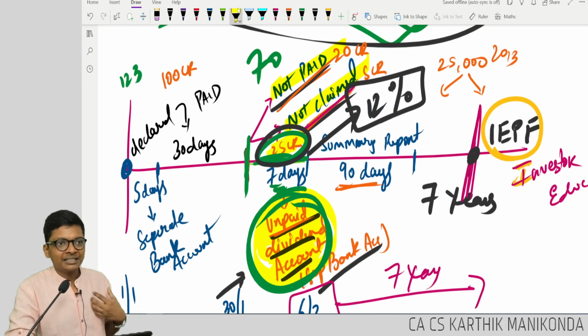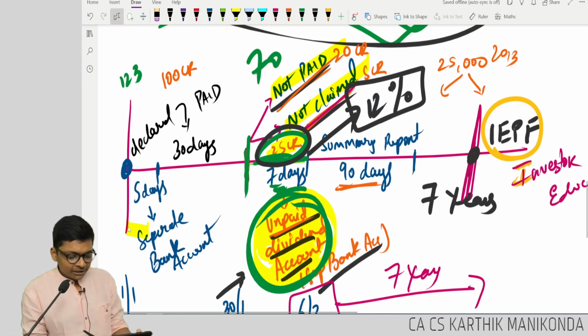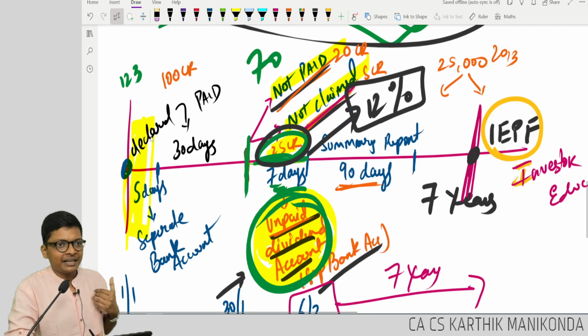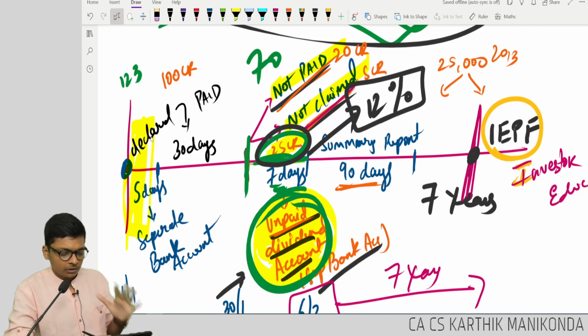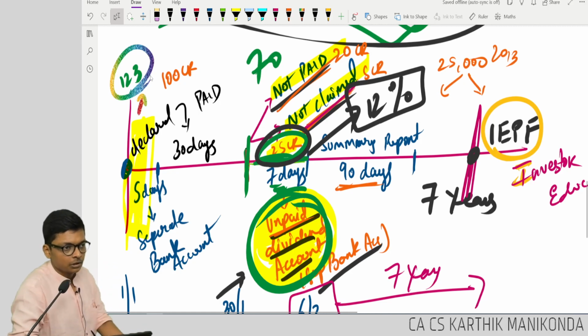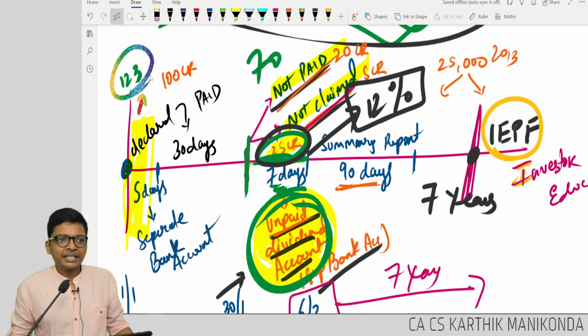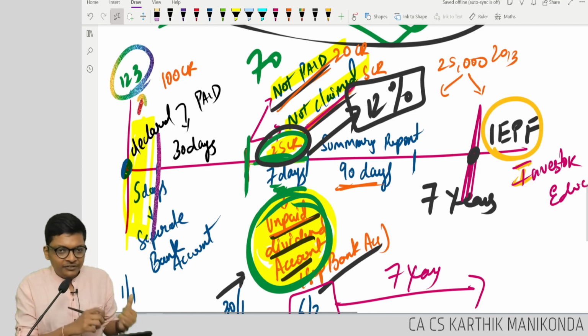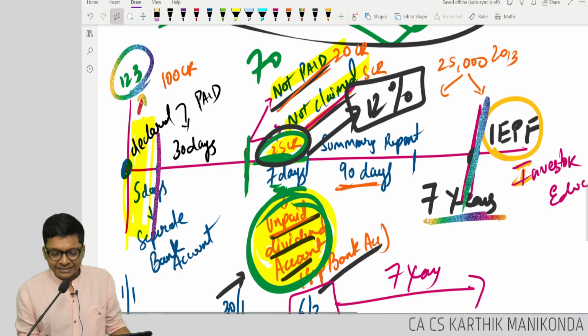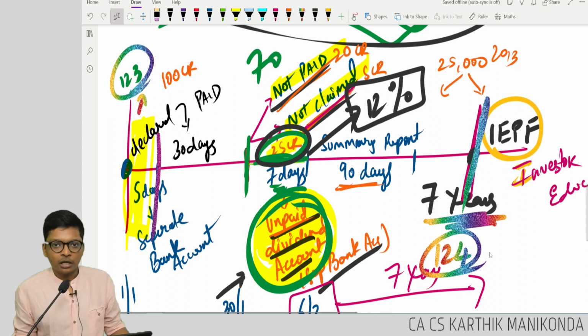Now let me plot section numbers. Can you see this 5 days? First 5 days. Once dividend is declared, transfer to separate bank account within 5 days. That is section 123. Clear? After that, that dividend declared should be paid within 30 days. From the end of this 5 days till the end of this 7 years is section 124, unpaid dividend account.